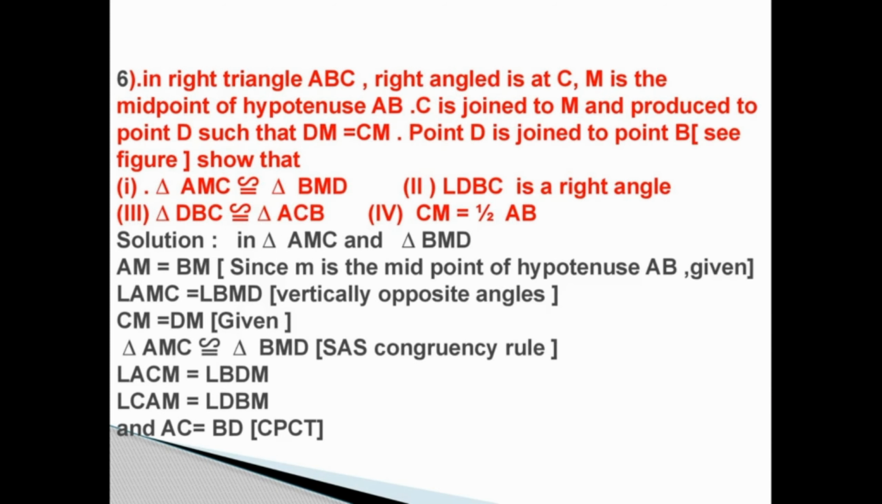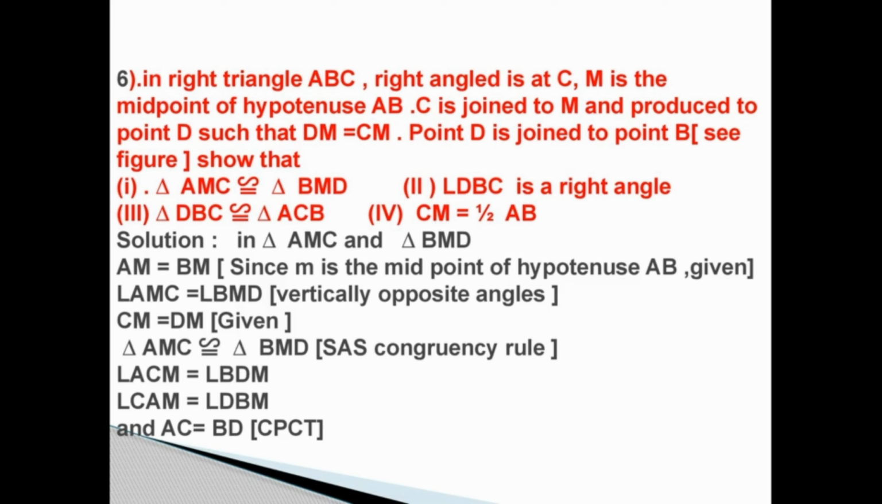Next, in triangle ABC, right angle at C, M is the midpoint of hypotenuse AB. C is joined to M and produced to D, such that DM is equal to CM. Point D is joined to point B. See in the figure, show that first, triangle AMC is congruent to triangle BMD. Second, angle DBC is a right angle. Third, triangle DBC is congruent to triangle ACB. And fourth, CM is equal to half AB.